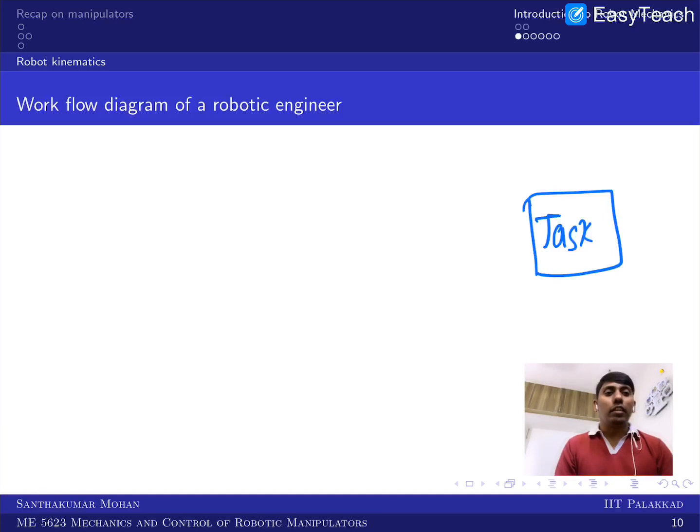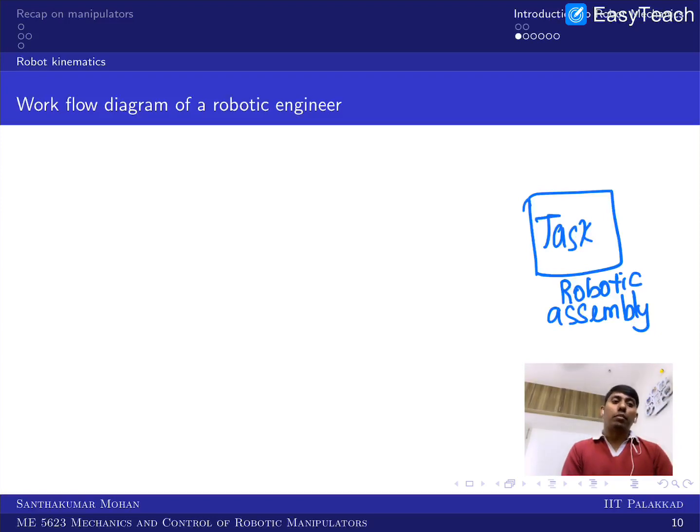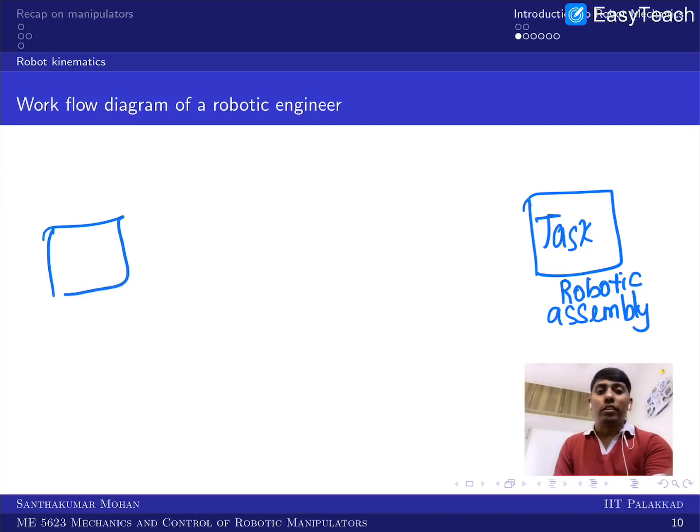For example, I said an assembly operation. So we want to make a robotic assembly. Then what will the robotic engineer think? So you will see the real system. In this case, it would be a manipulator.